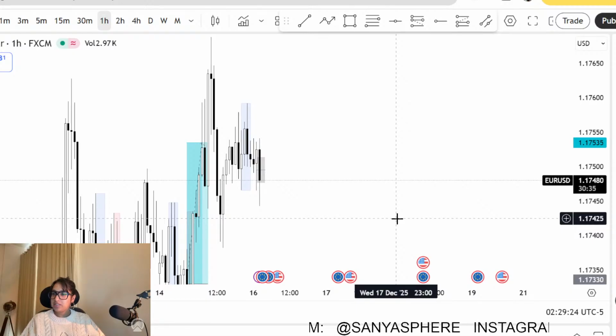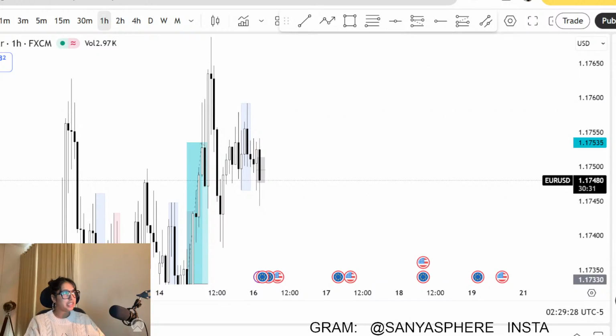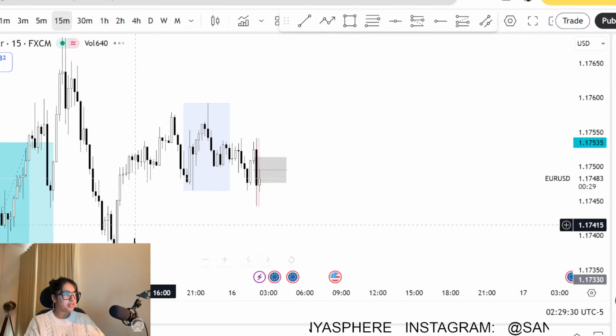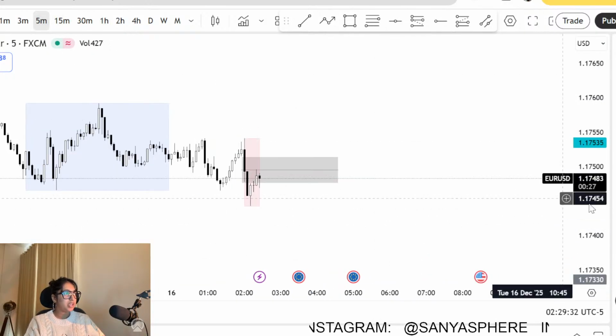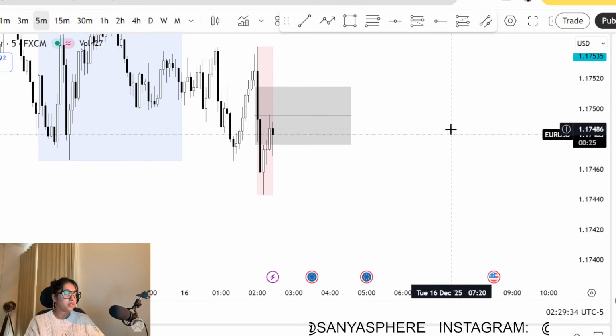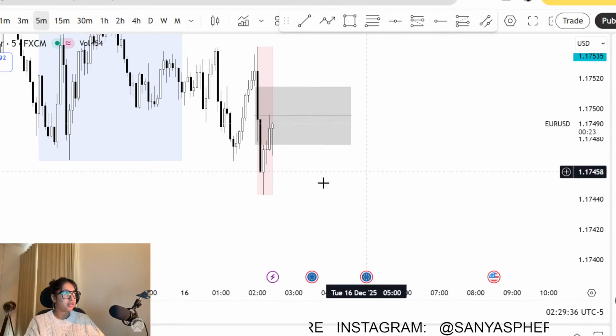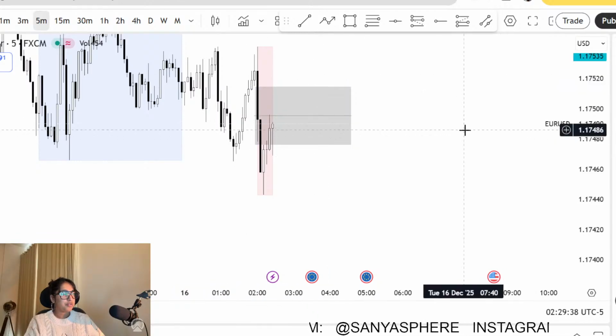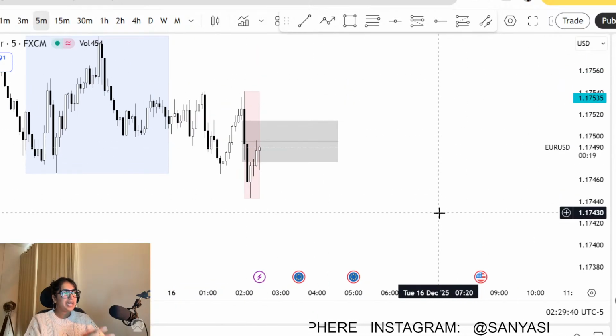EU and GU in sales already. Okay. I was a bit indecisive about Euro, so I never placed the trade right now. But again, if anybody wants to take a shot in Euro, we have a good FVG formed right over here. But again, I'm very indecisive.